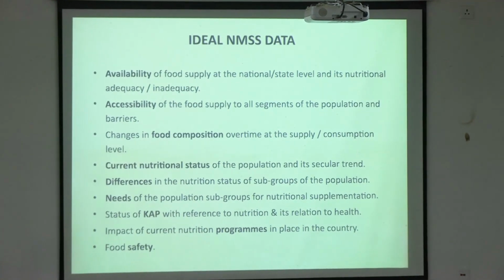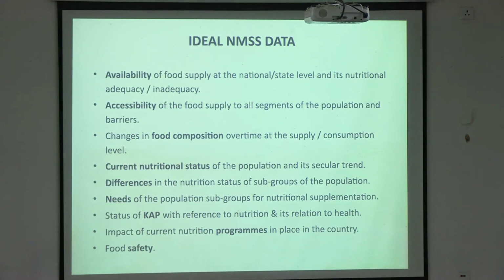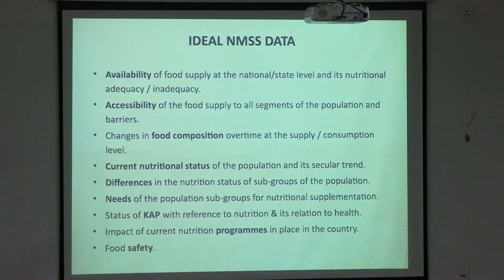NMSS, National Nutritional Monitoring Surveillance Statistics. Okay, NMSS data. What are we going to see? Availability of food, is there or not? अभी food है market में, accessibility है कि नहीं है? Can we access the food?